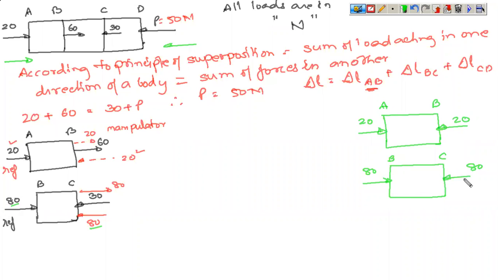Okay. And they are resolved. What is left? These 80 and these 80 have been balanced out. Leaving them aside, what is left? This 30 is here, and this 80 is here.